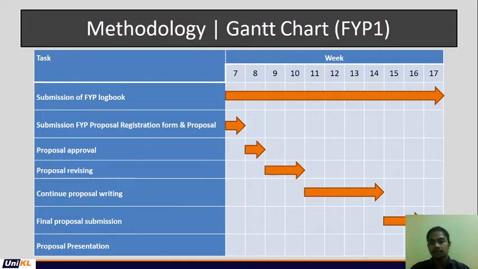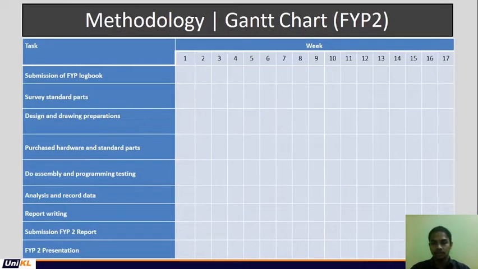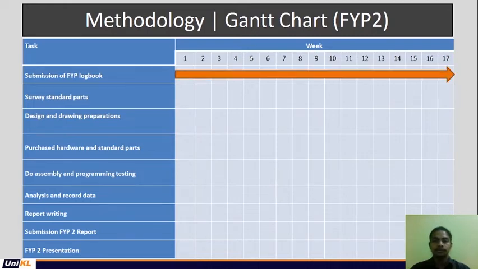And final proposal submission within 2 weeks, from week 15 to week 16. And the last one is proposal presentation on week 17. So Gantt chart for FYP2, submission of FYP logbook on every week.